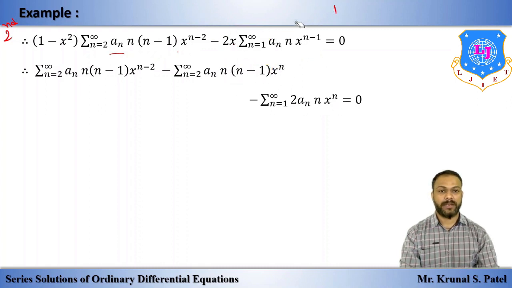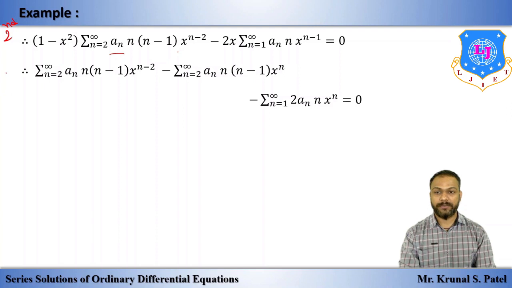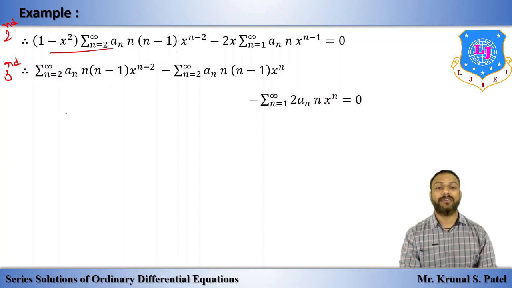I'm just copying all this. So this is our third step. So the first step is trial solution. The second step is substitute. The third step is simplification. Now the fourth step, as I told, make power of x equal.